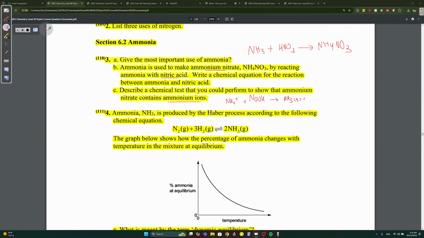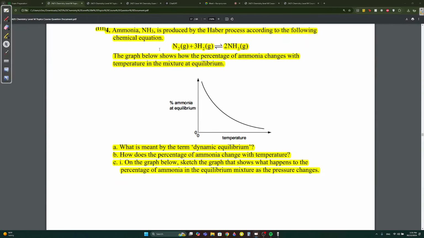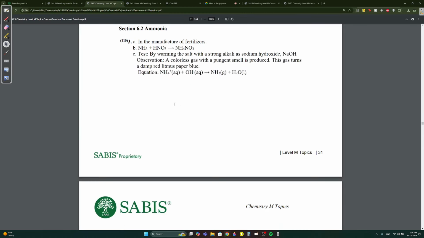Question 4. Ammonia is produced by the Haber process according to the equation. The graph below shows how the percentage of ammonia changes with temperature in the mixture at equilibrium. It's an equilibrium reaction, so remember that Le Chatelier's principle applies here. What is meant by the term dynamic equilibrium? This comes almost every exam, guys.